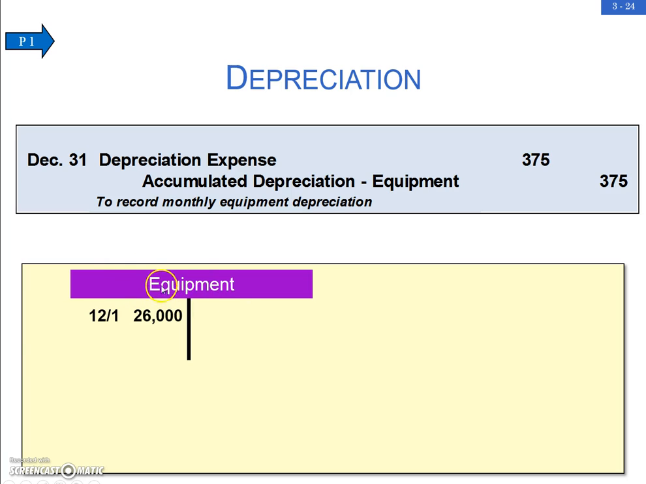Every plant asset is going to have a sister account, right? That's called accumulated depreciation. So if this was a delivery truck instead of equipment, let's just call this the delivery truck that's worth $26,000. Then to show that we have used up $375 of that delivery truck, we would credit accumulated depreciation dash delivery truck. Whatever that asset is, it's going to have a sister account called accumulated depreciation and whatever that asset is.